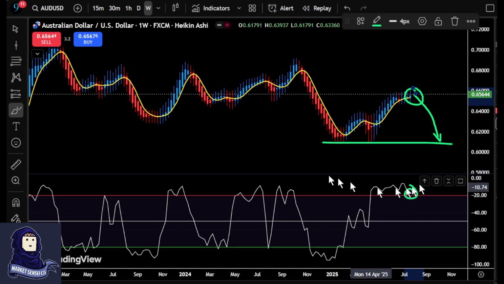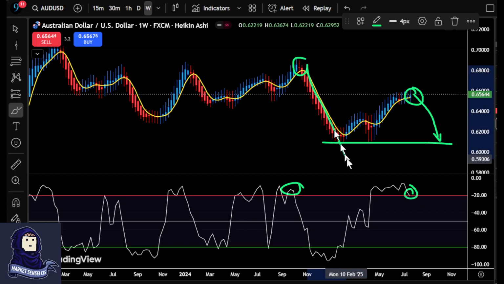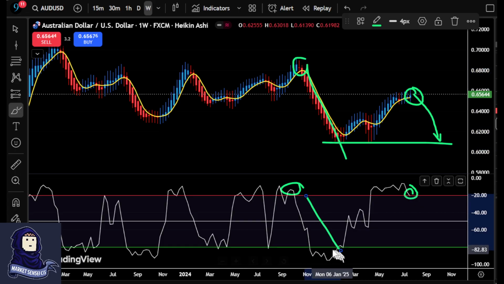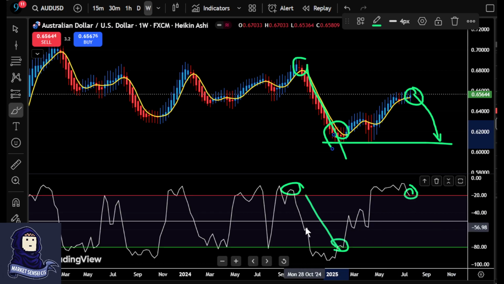So it might not break down just like this one. When it breaks down, you can spread downwards until it breaks above here, and then continues all the way up. But try not to use the 50 line. In my opinion, I don't really like to use the 50 line because it's too late into the game and too early to exit. So I prefer not to use the 50 line.